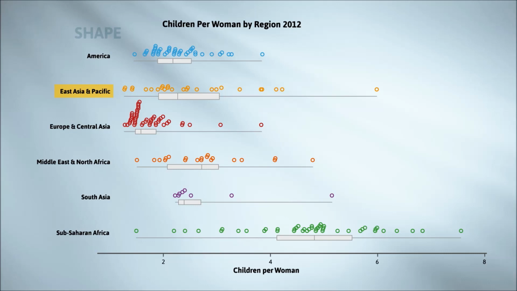There's an obvious tendency for considerably fewer children per woman in Europe and Central Asia. This group is shifted furthest to the left. Next come America, then East Asia and Pacific, and then South Asia, with roughly similar centres at about 2.2 to 2.4. We then go up to the Middle East and North Africa, centred about 2.7, then shifted considerably further to the right is Sub-Saharan Africa, centred at just under 5.